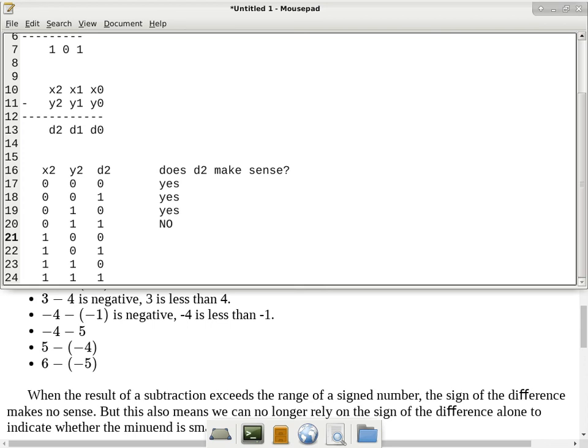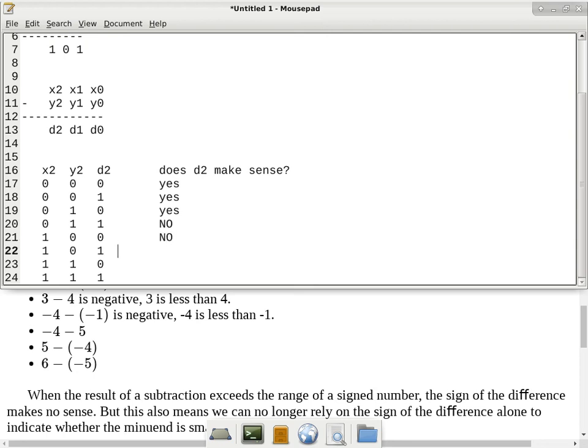What about this one then? I'm subtracting a non-negative quantity from a negative quantity and ending up with a non-negative quantity. Does that make sense? Nope, should never happen, right? So we'll say no here.